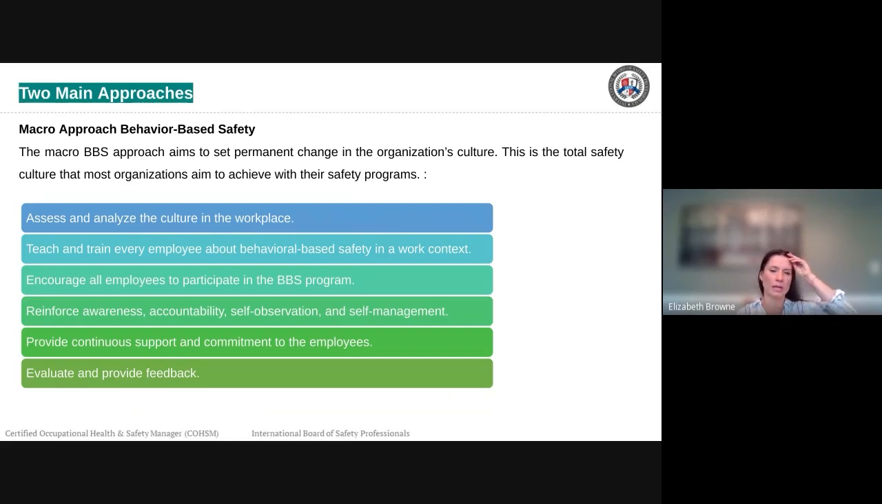The macro approach to behavior-based safety aims to set permanent change in the organization's safety culture. So the total safety culture that most organizations aim to achieve within their safety programs is assessing and analyzing the culture in the workplace, teaching and training every employee about behavior-based safety in its context in the workplace, encouraging employees to participate in the behavior-based safety program, reinforcing awareness, accountability, self-observation, and self-management. So, just reinforcing that employees take personal responsibility for safety in the workplace for themselves and for their coworkers, providing continuous support and commitment to the employees, and then evaluating and providing feedback, whether it be considered positive or negative.